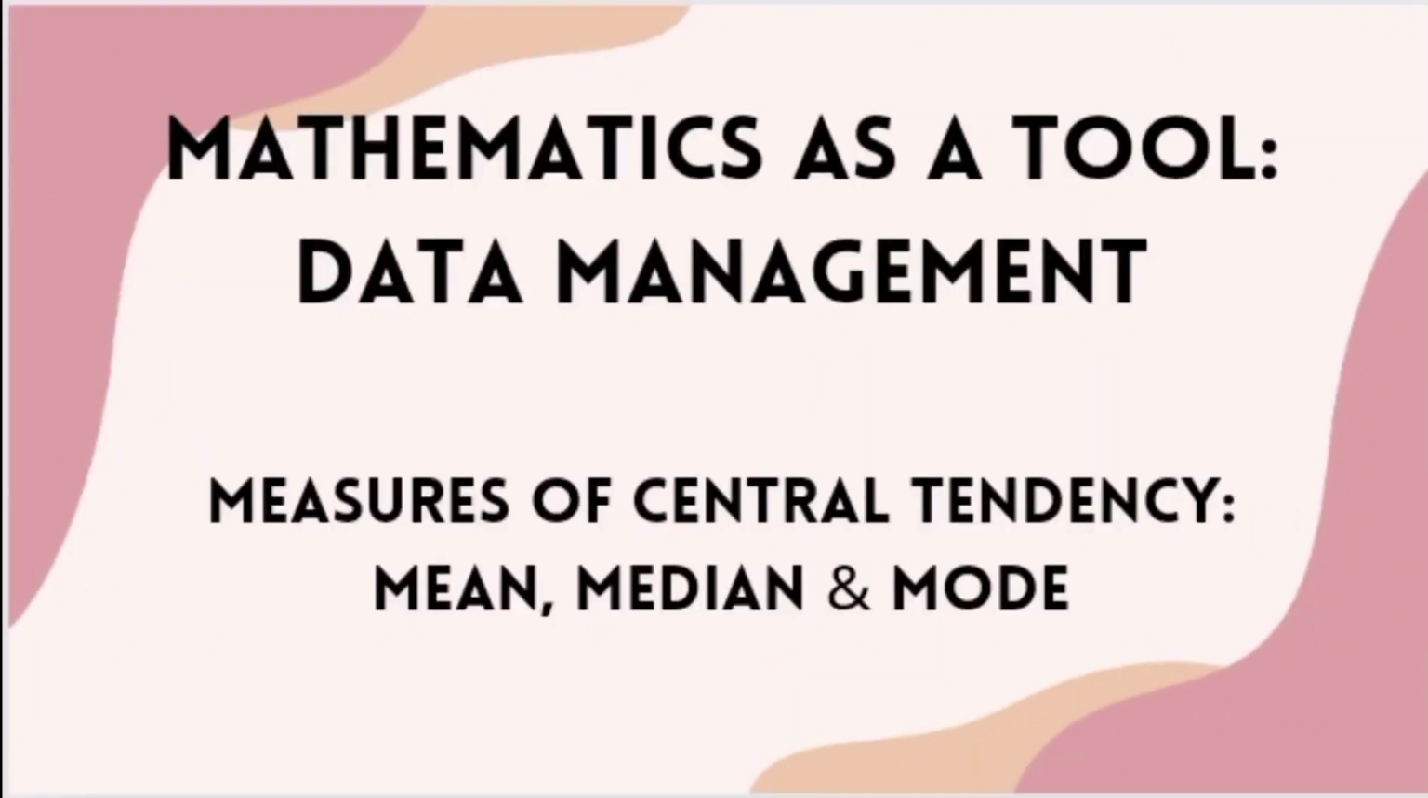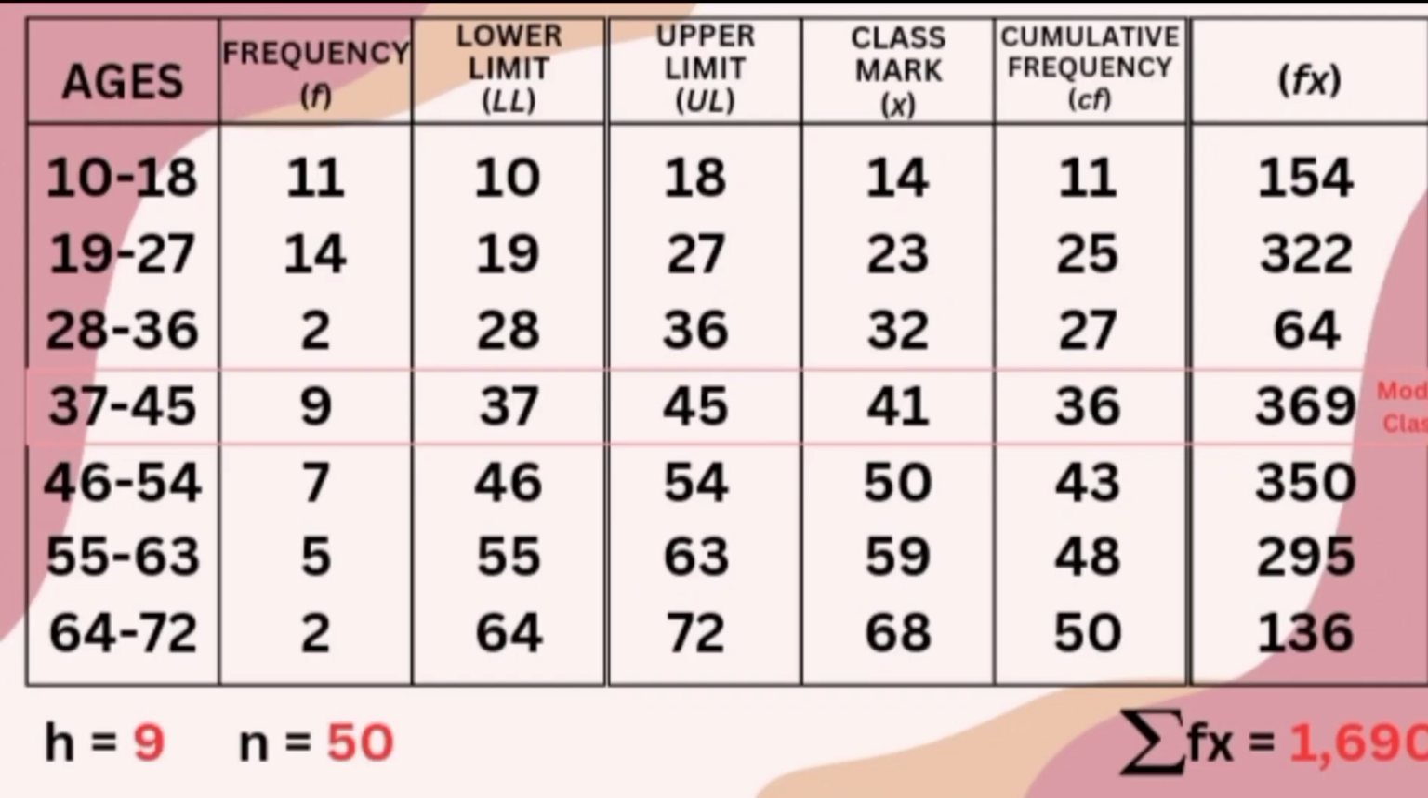I will be discussing the mathematics as a tool. Data management, measure of central tendency: the mean, median, and mode. Since meron na tayong age, frequency, lower limit, upper limit, and class mark, aalamin naman natin ngayon kung paano natin nakuha ang cumulative frequency. Una, kopyahin natin ang unang frequency which is yung 11.